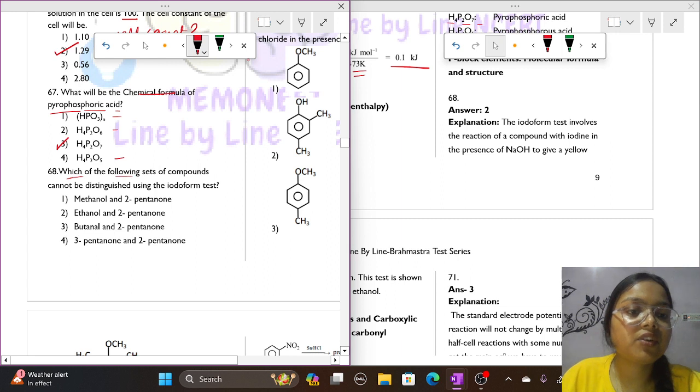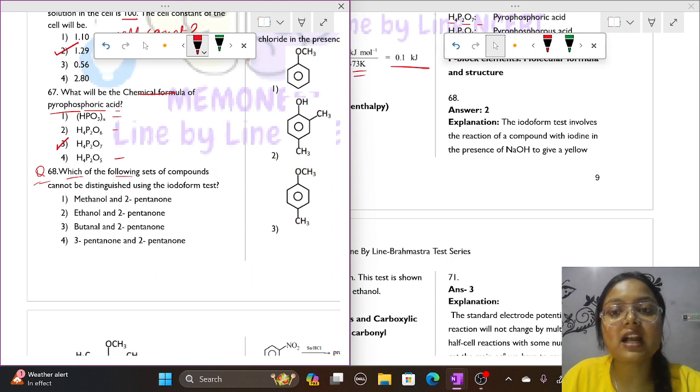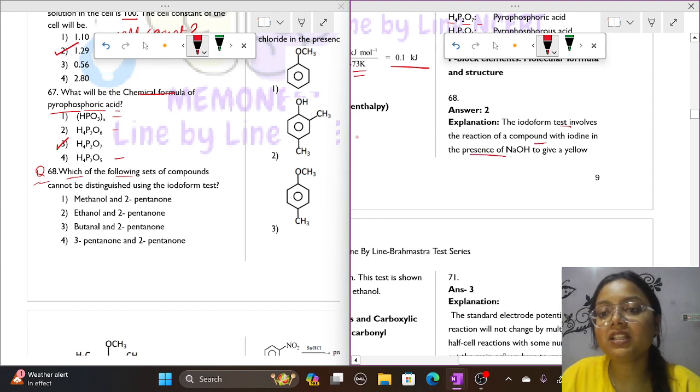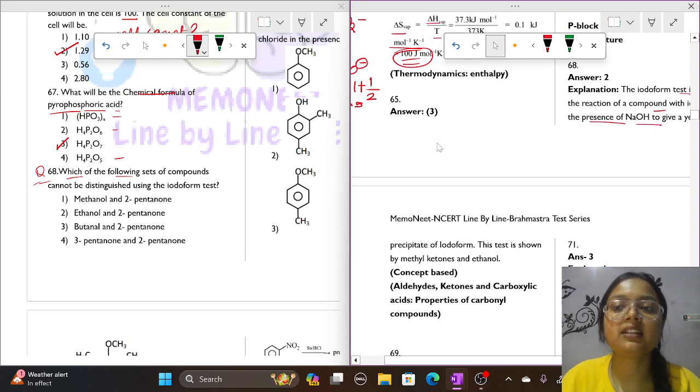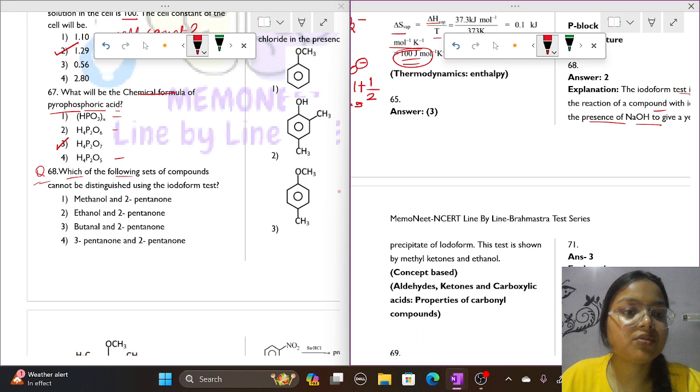Question number 68 says, which of the following sets of compounds cannot be distinguished using the iodoform test? Okay, so the iodoform test involves the reaction of a compound with iodine in the presence of NaOH to give a yellow precipitate. So we know that the iodoform test gives a yellow precipitate, right?